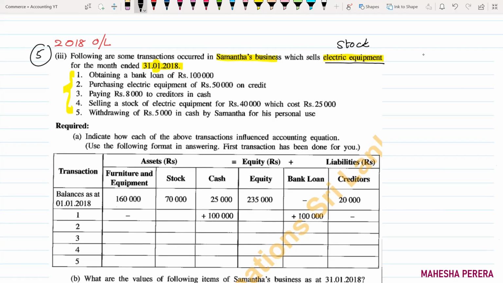Right. So as you can see, there are 5 transactions occurred. So we are required to indicate how each of above transactions influenced accounting equation. Use the following format in answering. So you are given a format, right? First transaction has been done for you.